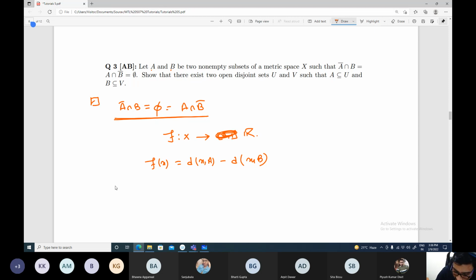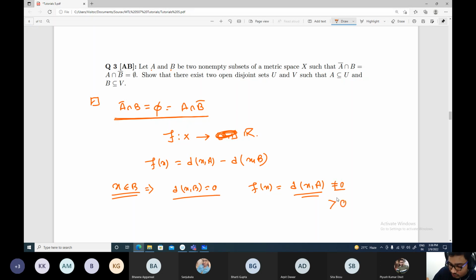Now when x belongs to B, what can you say? X belongs to B implies d of x comma B equals 0, right? And f of x equals d of x comma A. So can d of x comma A be 0? No, sir. Why? Because A closure intersection B equals phi. Yes, so this is not 0. Not only that, it is strictly positive, right?